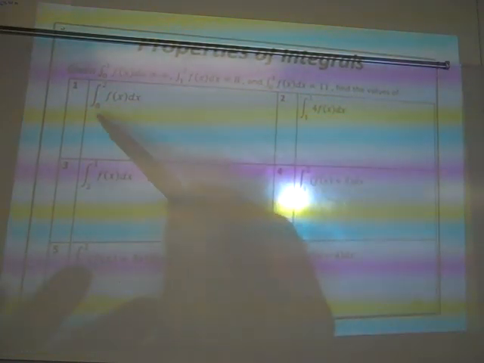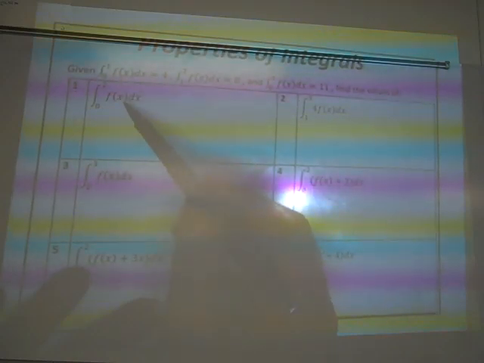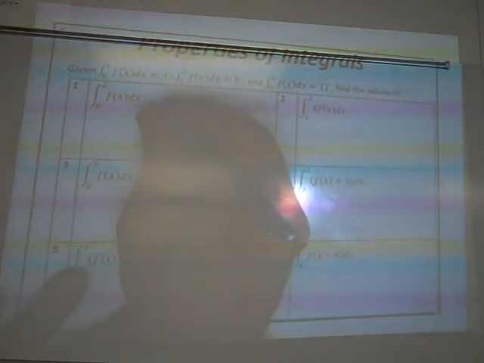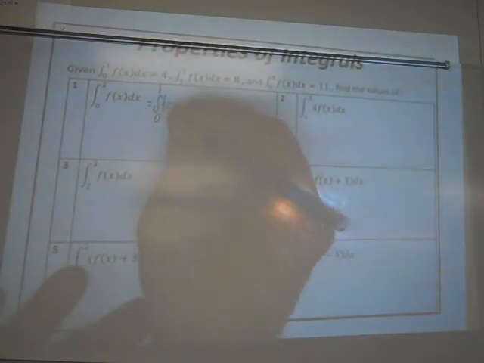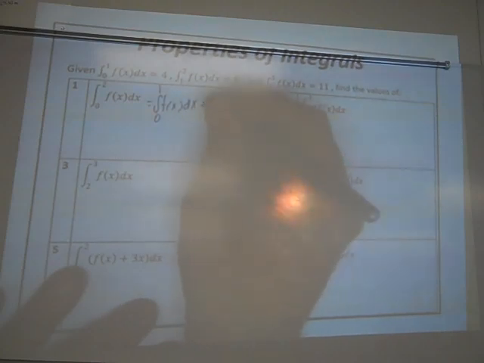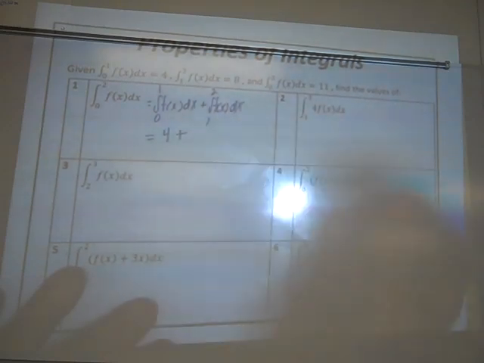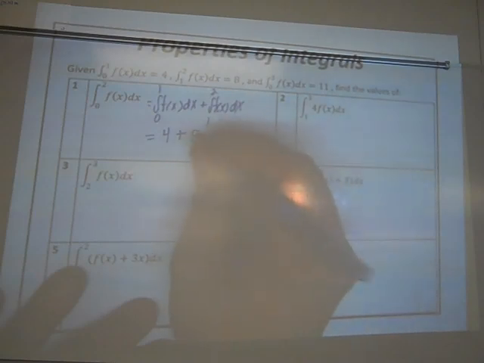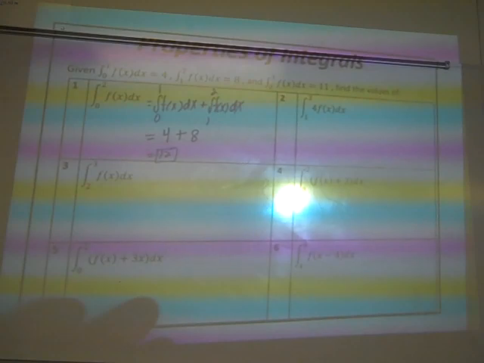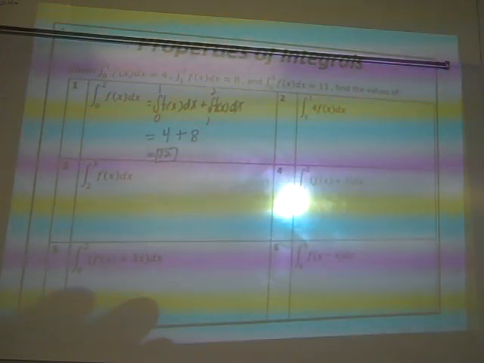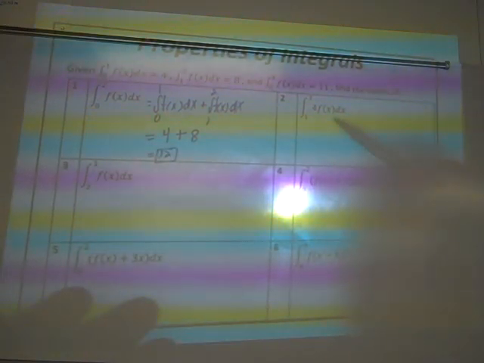So the question asked about the definite integral from 0 to 2 of f of x dx. Well, if I want, I could say that the definite integral from 0 to 2 is the same as the definite integral from 0 to 1 plus the definite integral from 1 to 2. The definite integral from 0 to 1 we know is 4, plus the definite integral from 1 to 2 is 8. So in total, the definite integral from 0 to 2 is 12. That's that. Let's jump over here to the second one.